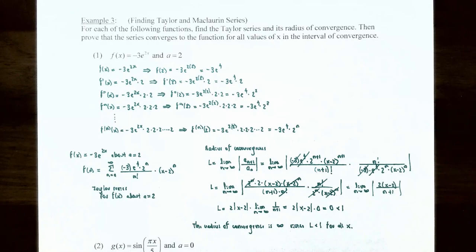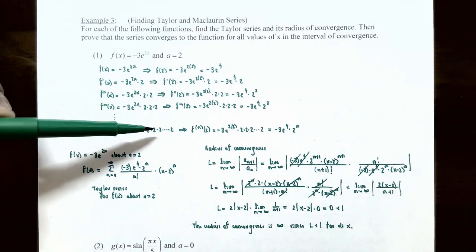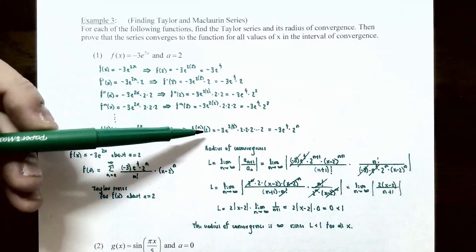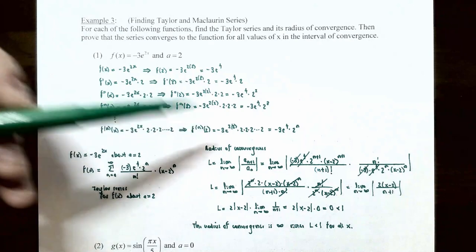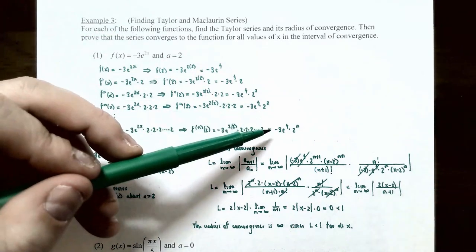So it looks like we're forming a pattern. If you want a formula for the nth derivative of your function, it's really negative 3 e to the 2x times 2 times 2 times 2 times 2. It's always just multiplied by 2. Your nth derivative evaluated at x equals 2 will be negative 3 e to the 2 times 2 exponent times all these 2s, 2 times 2 times 2 all the way up to 2. It's really negative 3 times e to the 4th.